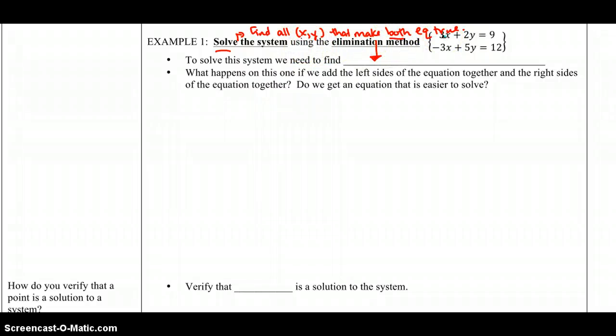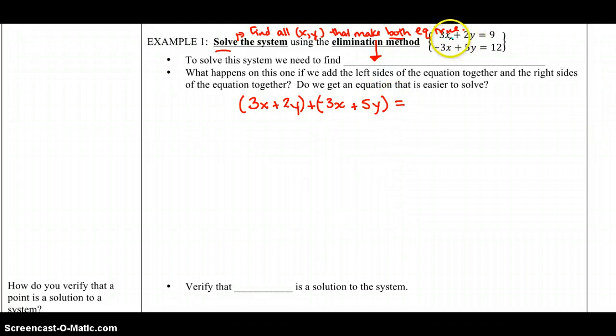In this particular system, we're asked what happens if we add the left sides of the equation together and the right sides of the equation together. And do we get an equation that's easier to solve? Here we're going to take 3x plus 2y and add to that our negative 3x plus 5y.